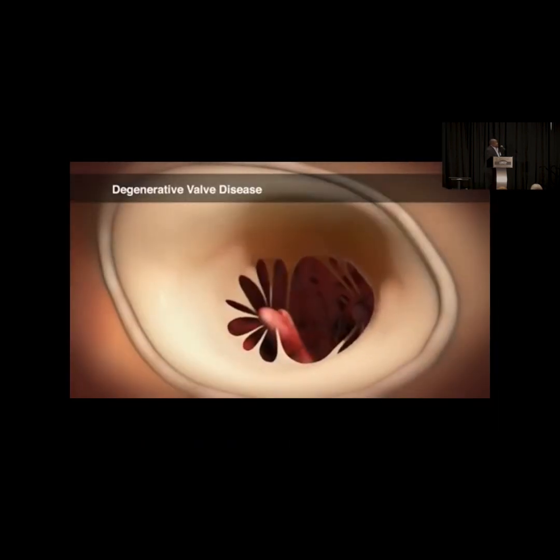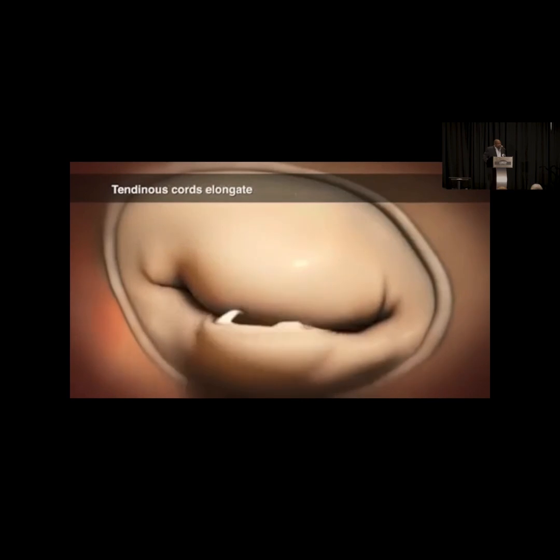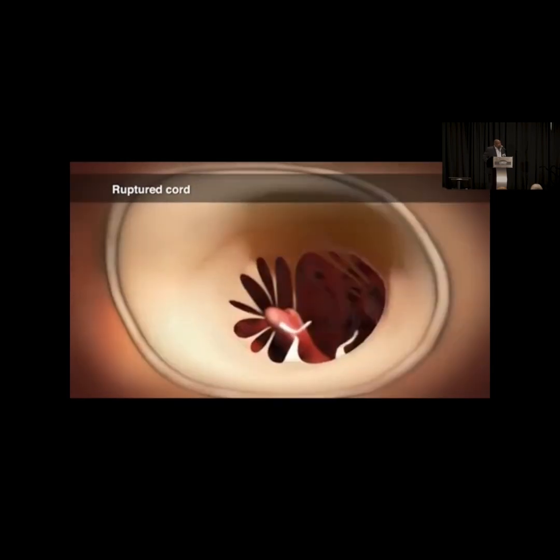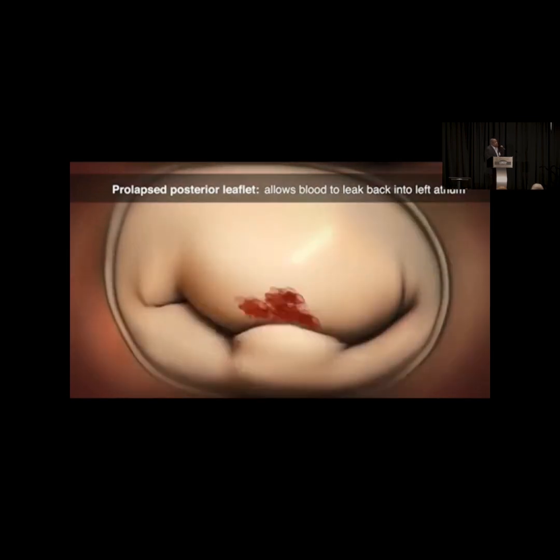Now, going back to my little movie, this is a degenerative disease, and this is what happens over time. The cords start to elongate, and they elongate to the point where they rupture, and you have a flail posterior segment of the mitral valve, which leads to mitral valve regurgitation.